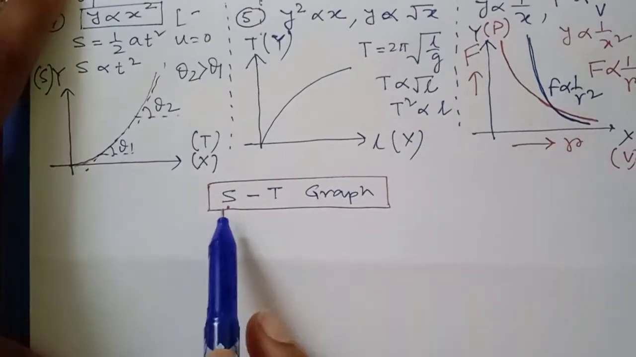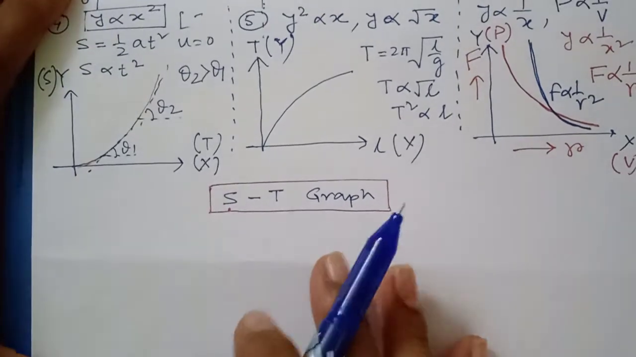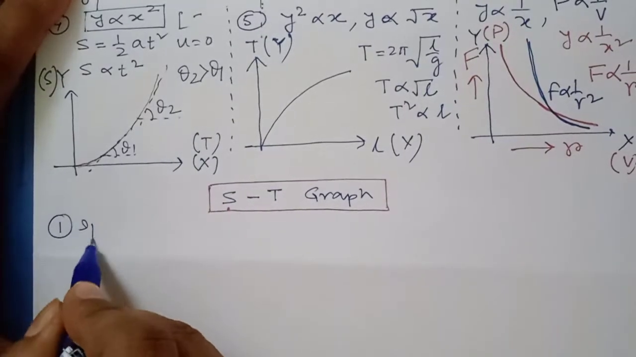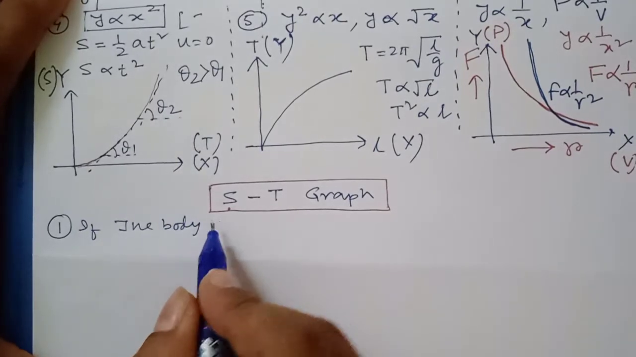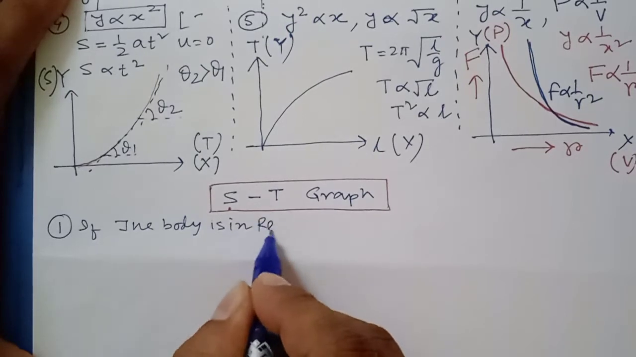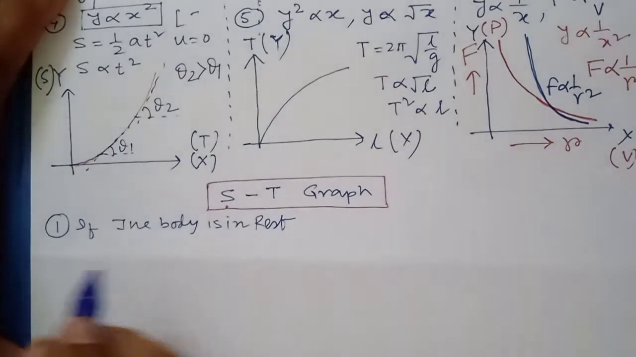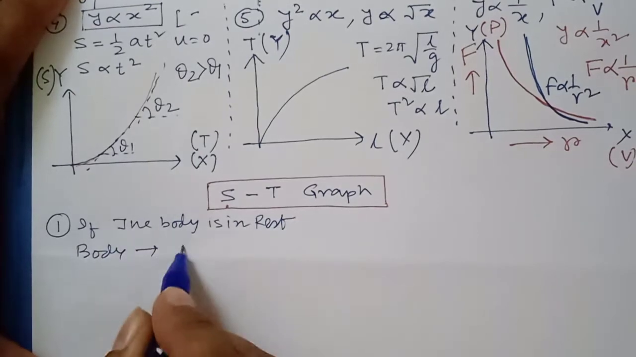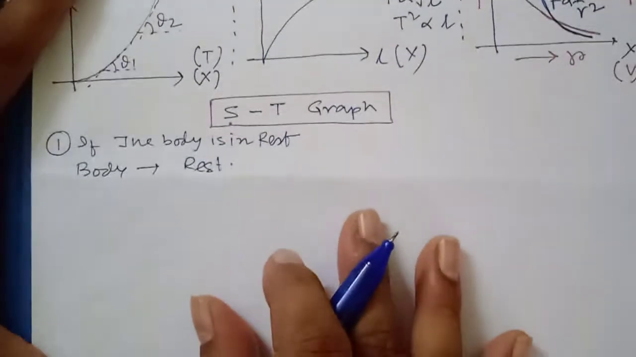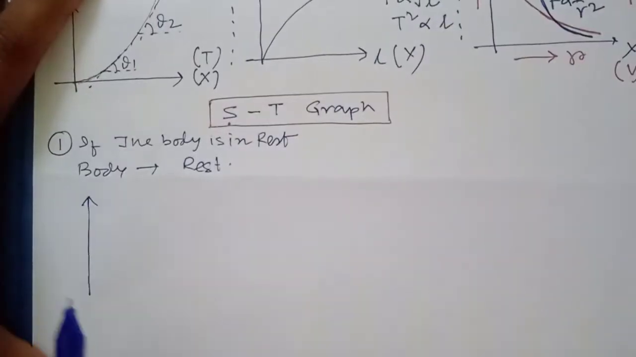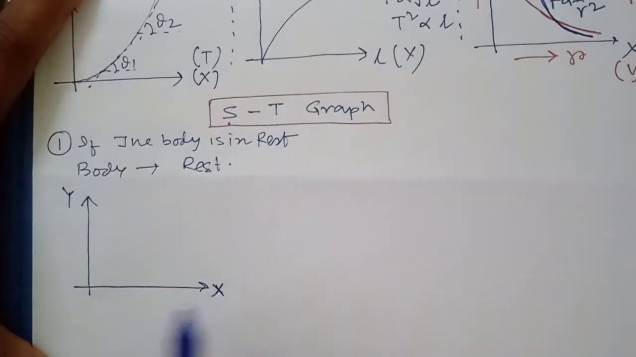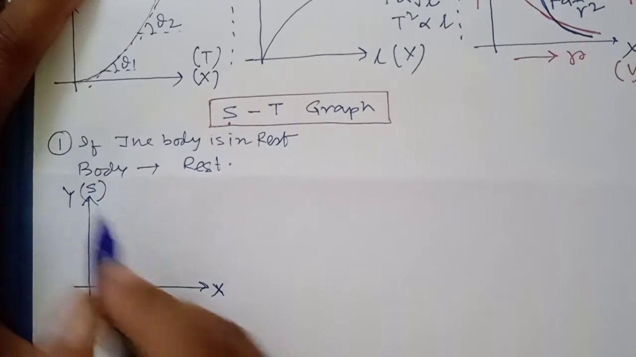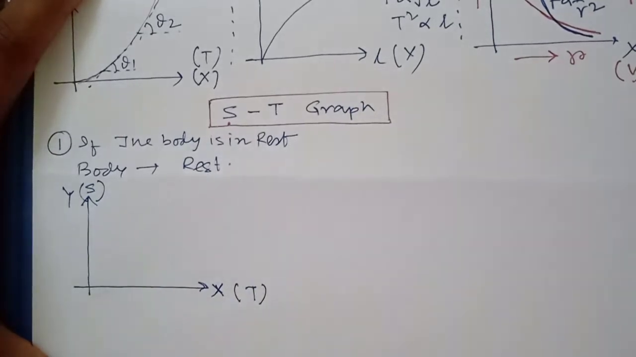Our first graph is the displacement time graph. So suppose case 1, if the body is at rest, suppose the body is in rest position. Okay, so this is your y axis and this is x axis, right? So this is displacement and this is time. So body is at rest means, students, this is the origin.